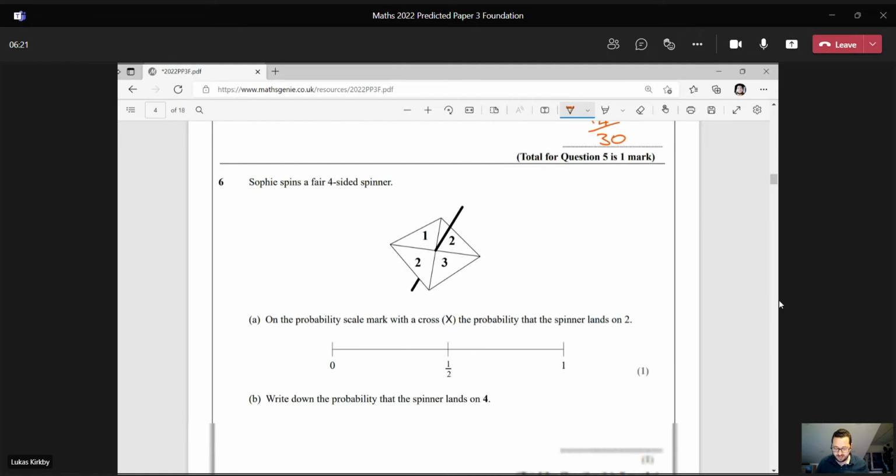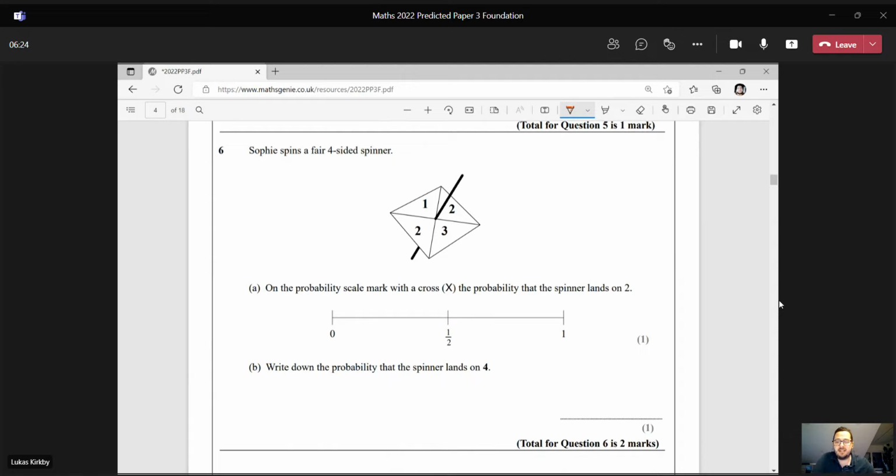Okay. Number 6, Sophie spins a fair 4-sided spinner. On the probability scale, mark with a cross the probability that the spinner lands on 2. Okay, well if we look at the spinner, there's 4 options and 2 of them are 2. Well, that's 2 out of 4, which is the same as a half. So we'll mark with a cross at the halfway point. Part B says, write down the probability that the spinner lands on 4. Well, if we look at this, there isn't a 4 anywhere in there, is there? So the probability of landing on a 4 is zilch. No chance whatsoever.